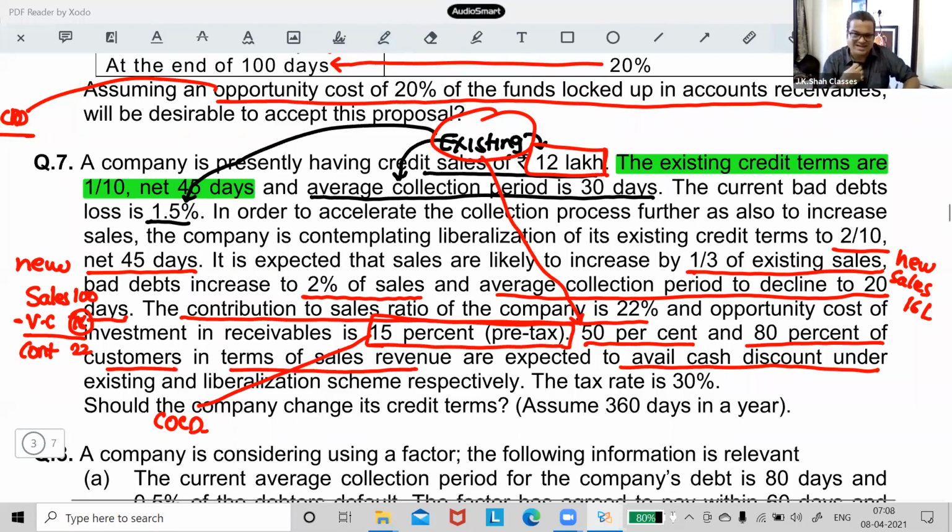Okay. Tax rate is 30%. Should the company change its credit term and assume 360 days in a year. So guys, now what is the decision making over here? The decision is, shall we continue with the existing plan of 1 by 10 net 45, or should we go for the new plan where it is 2 by 10 net 45? Understood? That is what we need to decide. There are two plans, the existing one and the proposed one.